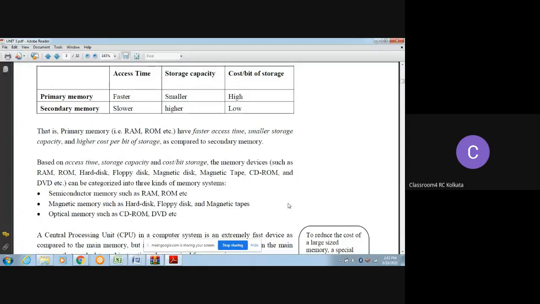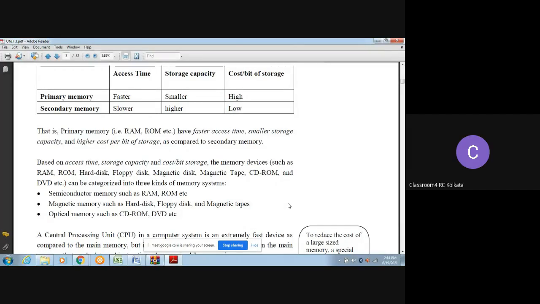And the ROM is written at the very beginning, that means during the manufacturing time. Obviously ROM can be written later on too, but there are different types of technology to write some data in the ROM.